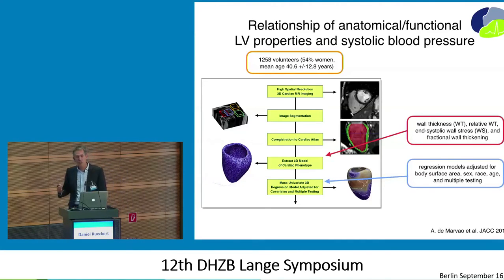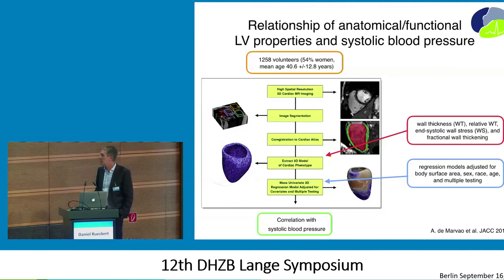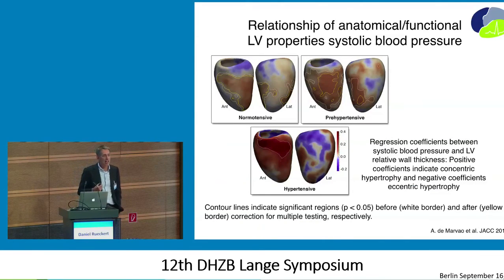correct for all the nuisance variables which we're not interested in, and we can then obtain, for example, in this particular case, we were interested in correlation with systolic blood pressure, and we now obtain maps like this, which show you at every point on the surface what is the strength of correlation. So red will tell you that there is a positive correlation, blue shows you negative correlation, and you can now subdivide your population according to whatever criteria you wish and produce these maps to look for differences across the population.